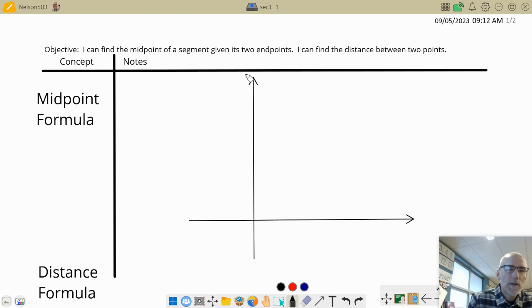All right, folks, I want you to set up your notes just like this. You got the midpoint formula and the distance formula. These are the two main concepts that we're going to be talking about today. But there are some basics that maybe some of us have forgotten.